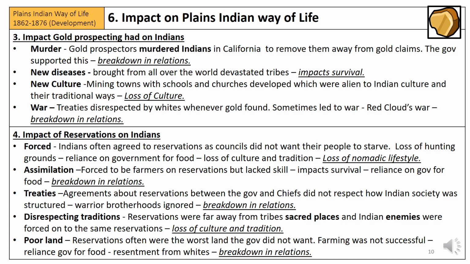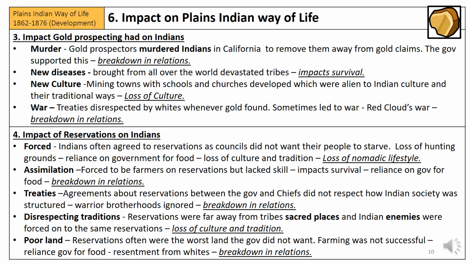In turn, this leads to a loss of culture and a loss of tradition as they are viewing a white American's way of living. Further, we have the impact of war. This is where Indians have been offered money to move away from land where there is gold, like the Black Hills of Dakota, and when they reject this, there is a breakdown in relations, which then leads to clashes, such as in Red Cloud's War.